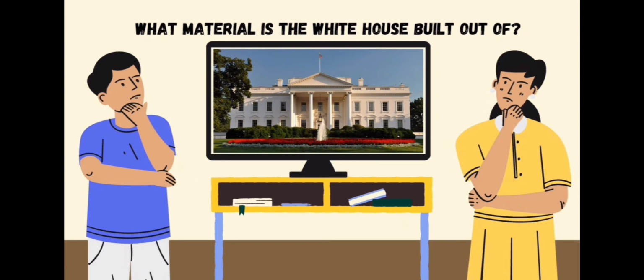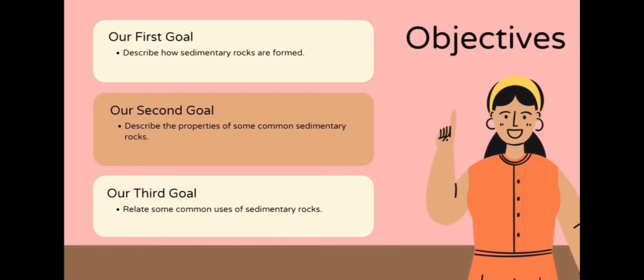said infrastructure. Before anything else, here are the objectives that we need to accomplish at the end of this discussion. First, we need to describe how sedimentary rocks are formed. Second, we need to describe the properties of some common sedimentary rocks. Third, we must relate some common uses of sedimentary rocks.